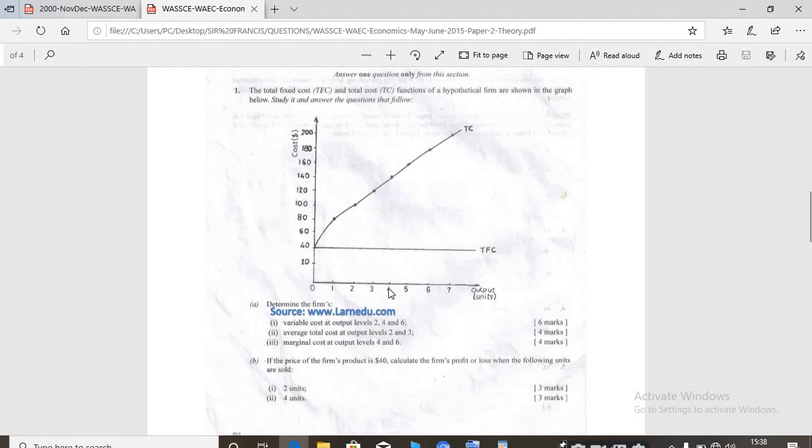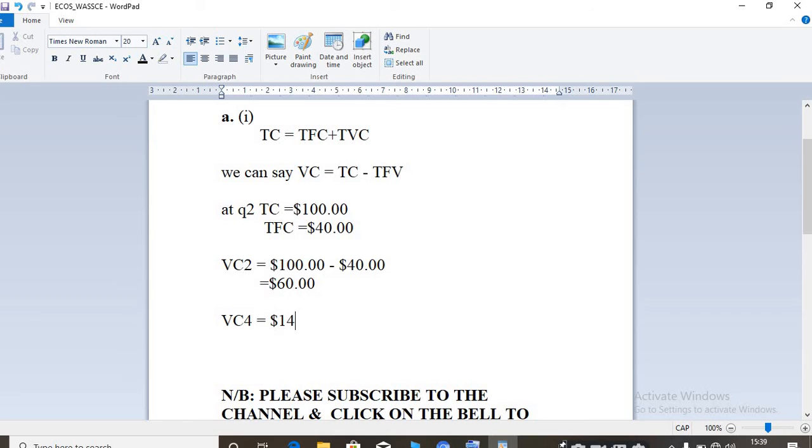Let's go back to the graph. At Q4, let's trace the output. You start from the output, and trace it to where it will touch the graph. Then, where it touches the total cost, you trace that across to the cost section. So at Q4 the total cost is $140. If you are following me, you can see from here up to here is $140.